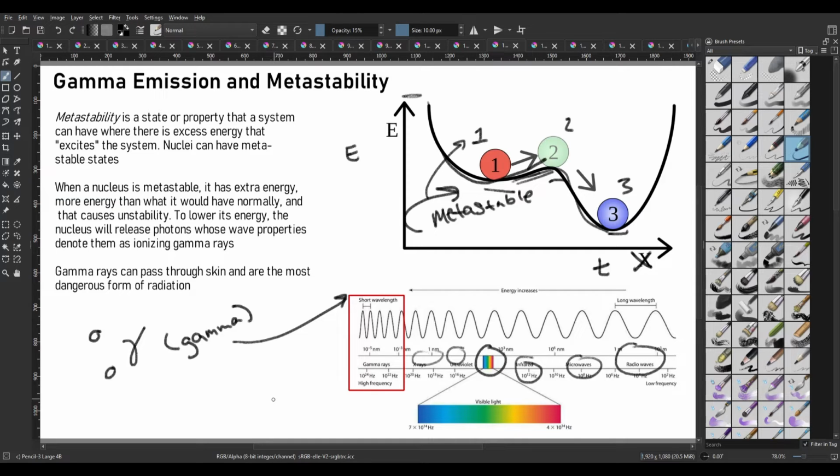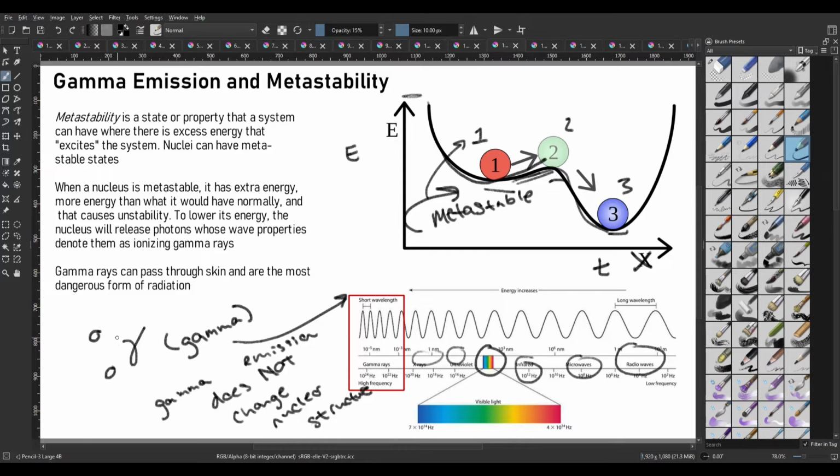But the important thing to know here is that gamma emission will not change nuclear structure. So gamma emission does not change the nuclear structure of a nucleus or an atom.